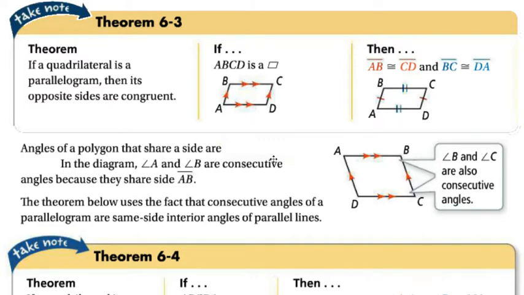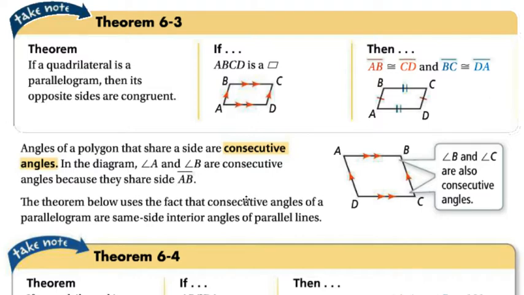So another property that you will find useful: the angles of a polygon that share a side are called consecutive angles. So consecutive angles are angles of a polygon that share a side. They have a side in common. So A and B would be consecutive angles. B and C, C and D, and D and A are all called consecutive angles. They're next to each other and they have a common side.